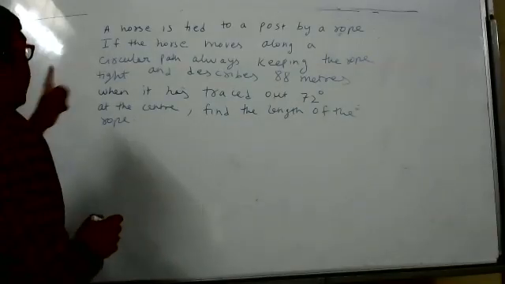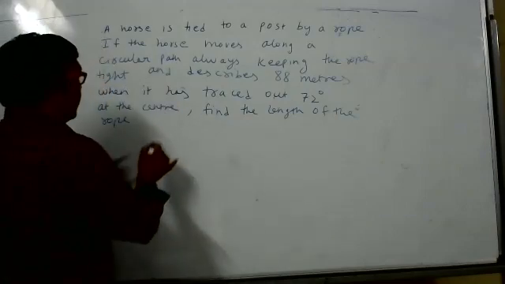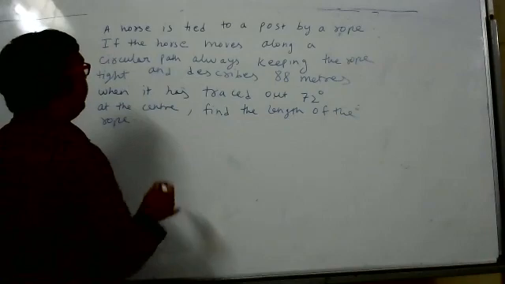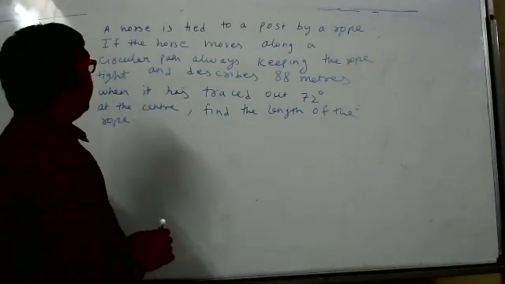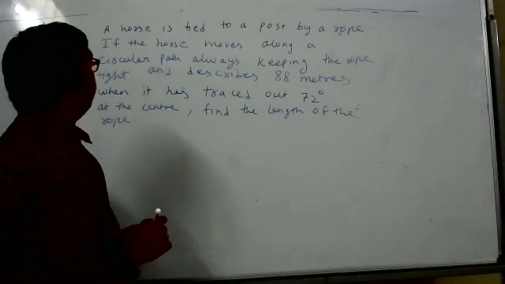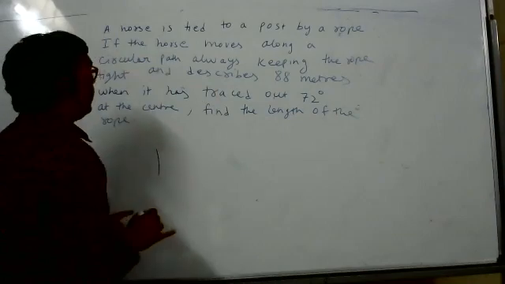Sir, 72 degrees should be converted to radians. Then only we can proceed. Excellent. See here, a horse is tied to a post by a rope. Post means something like, in the village, we put something in the earth and tie that. If this is the post, here only it is tied.